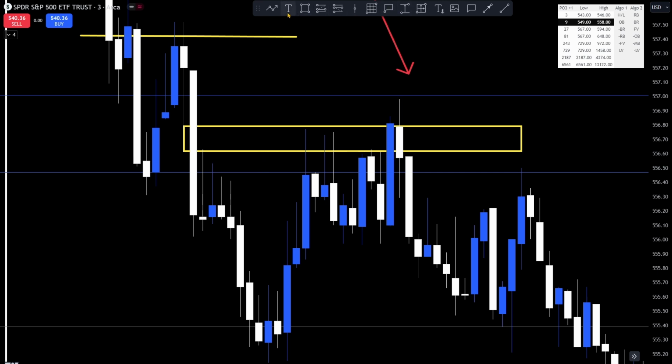But look at the reaction points. We can't get a body to close above that. We have one simple little blip, and it drags right back down. The wicks do the damage. Bodies tell the story, right? Fair value gap in fair value gap. And you're on the sell side. So that's why you'd be able to find this. That's why I'm pointing it out to you. I don't like this one as much.